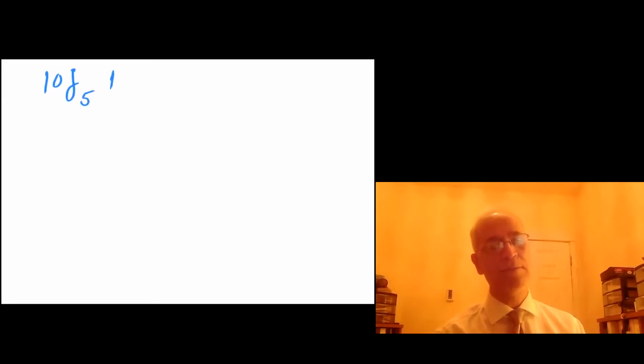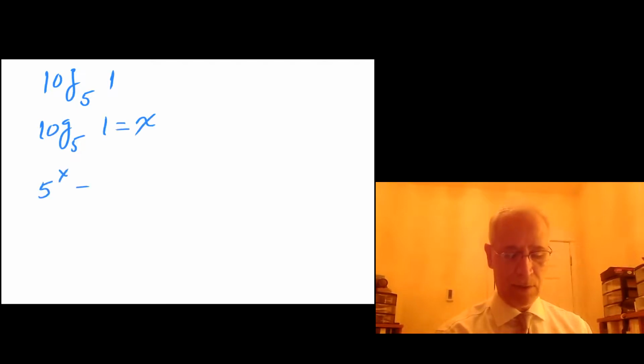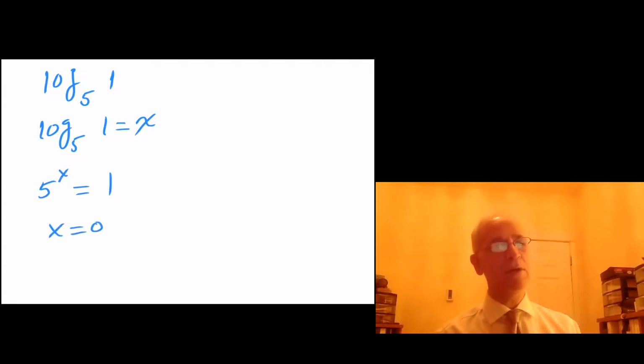Suppose you had log base 5 of 1. All right, that's actually not bad, because this is the same as saying log base 5 of 1 equals what? And 5 to the x equals 1. And I know x must equal 0 because 5 to the 0 equals 1.